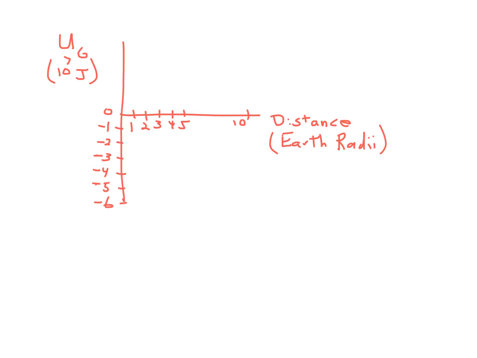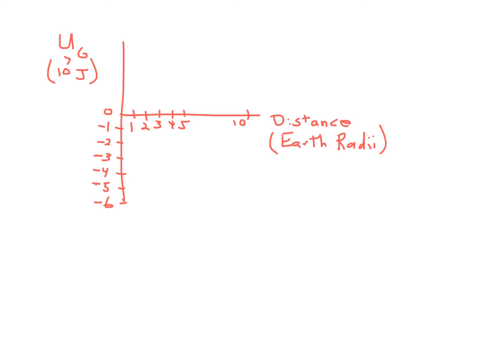All right, so I've started the graph. It might look a little unconventional. On the vertical axis, I'm going to have my energy, my potential energy, U sub G, and I'm using it as 10 to the 7th joules, as you notice the label on the left there. And my horizontal axis is my distance in Earth radii, 1, 2, 3, 4, 5, up to 6, 7, 8, 9, 10, but 10 is the important one.